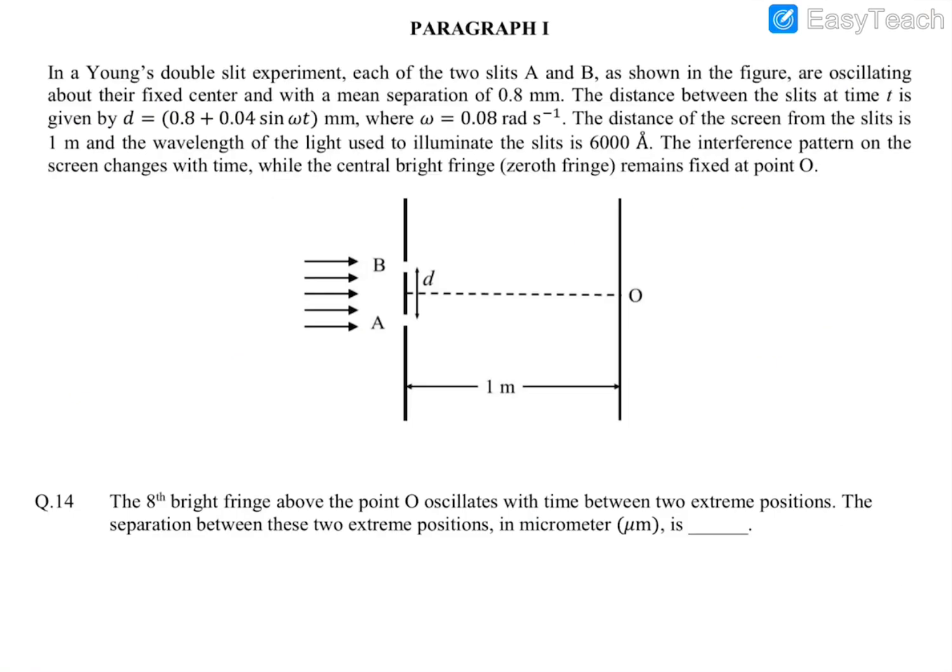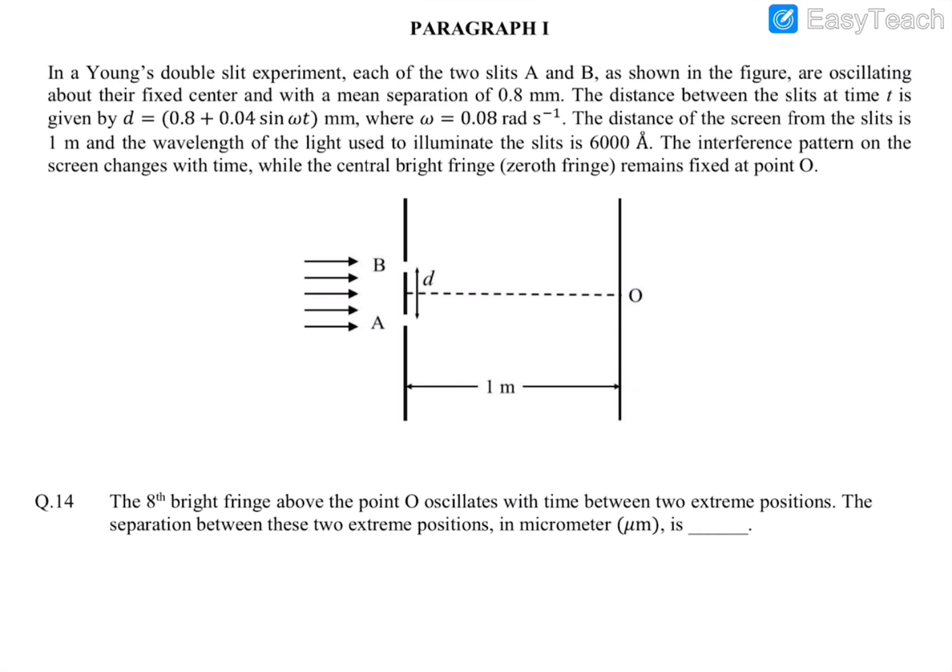In this question, you can see that in a Young's double slit experiment, there are two slits A and B, and these slits are oscillating along the y-axis, and their mean separation is 0.8 mm, the average separation, which is D. The distance between the slits at time t is given by d is equal to 0.8 plus 0.04 sin omega t mm, where omega is 0.08 radians per second, and the distance of the screen from the slits is 1 meter.